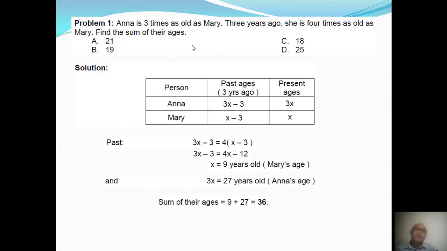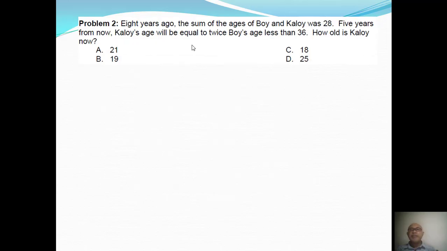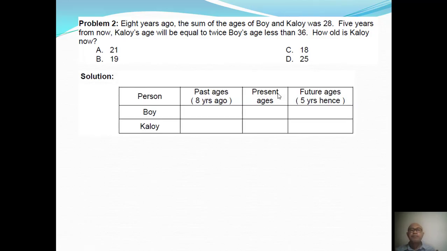Okay. Next problem you have here. 8 years ago, the sum of the ages of Boy and Kaloy was 28. 5 years from now, Kaloy's age will be equal to twice Boy's age, less than 36. How old is Kaloy now? Okay. So, we can tabulate their ages now. It's better to tabulate their ages so that we can easily represent their ages in the present, the past, and in the future. So we have here, Boy and Kaloy.